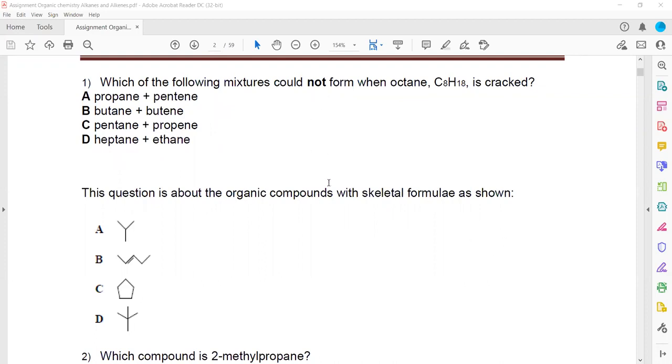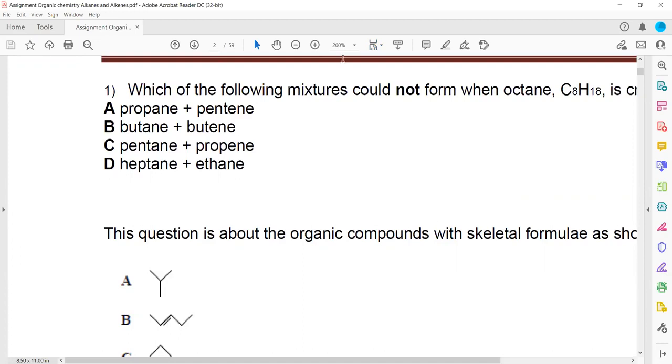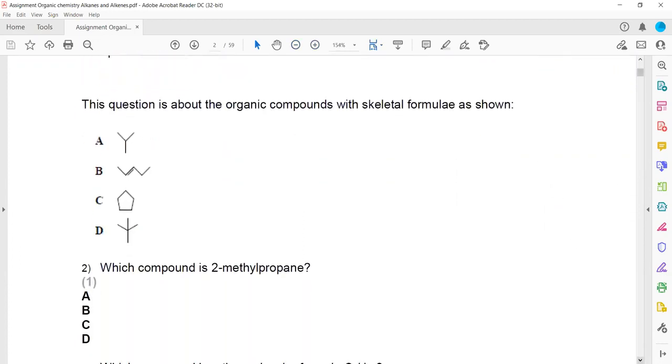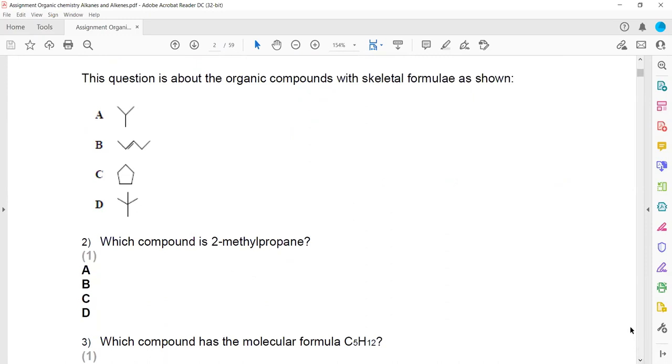This question is about organic compounds with skeletal formulas. Skeletal formulas represent the carbon skeleton or carbon chains. Which compound is 2-methyl propane? So we have to select the longest chain. We can name this.